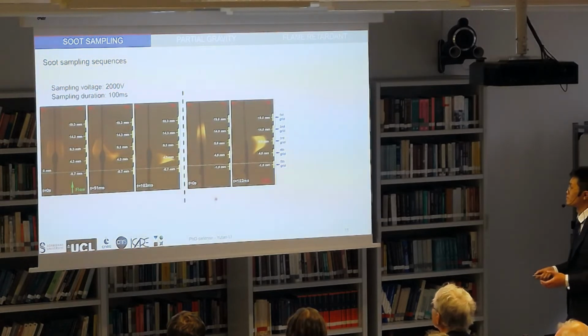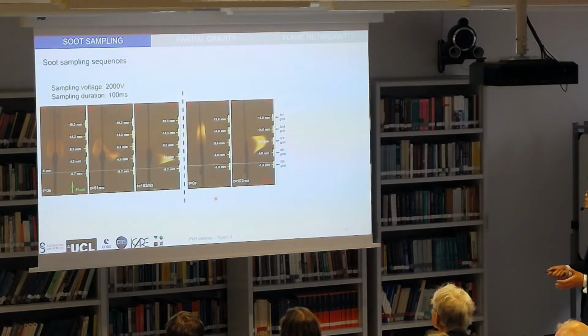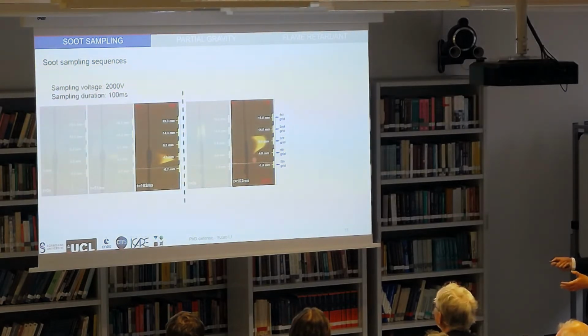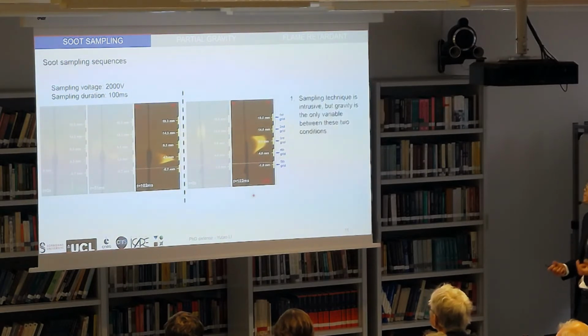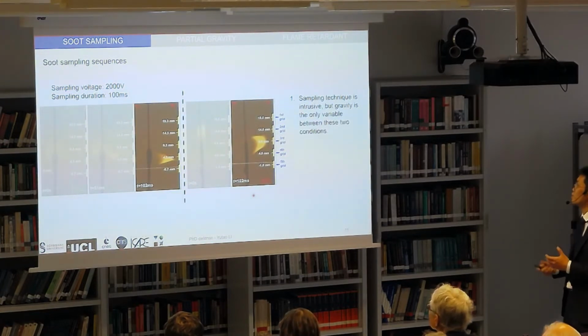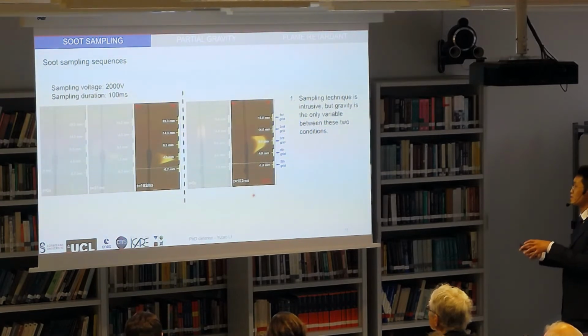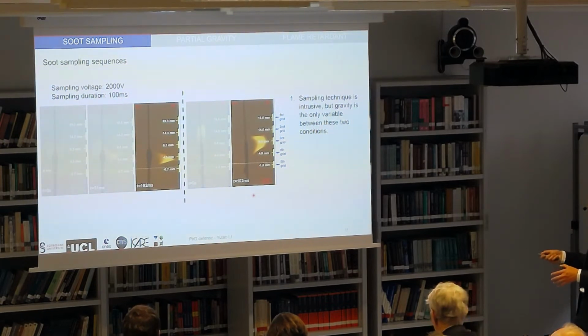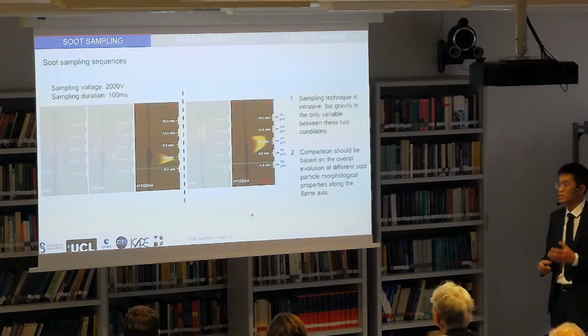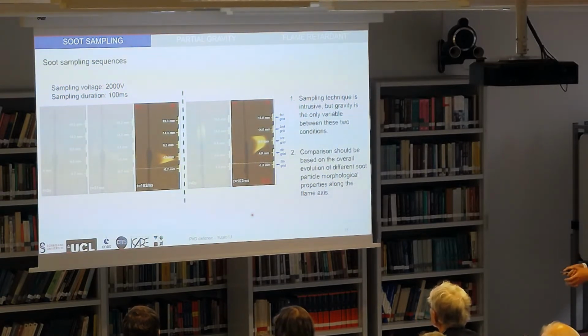If we perform the sampling under the same conditions at normal gravity, we find that the flame bends less because of natural convection, and this time the flame points to the third grid. After that observation, we can find that this sampling technique is intrusive because of the electrical field, but gravity is still the only variable between these conditions. As the flame can burn differently because of gravity, it can affect the result at different positions along the flame axis. So when we compare the results later, it should be based on the overall evolution of the different soot particle morphological properties along the flame axis.